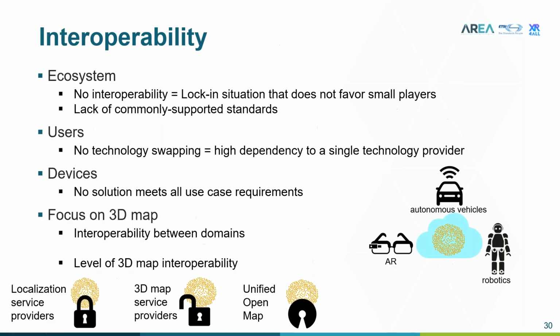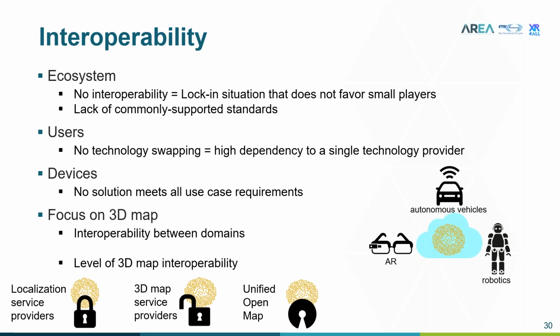Concerning interoperability, of course, there is an issue at the ecosystem level. No interoperability means that you will have some lock-in situations that do not favor small players. There is a lack of commonly supported standards. Standards exist in different kinds of organizations because a metaverse framework is quite huge and needs a lot of standards and APIs, because it involves a lot of technologies. So when we look at different standardization organizations, they already provide some standards, but there is always some lack for specific parts, such as typically the maps that are built. There is no real standard on that.